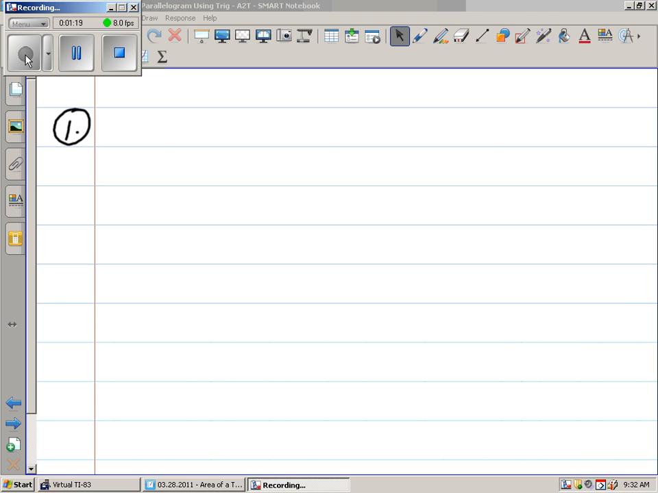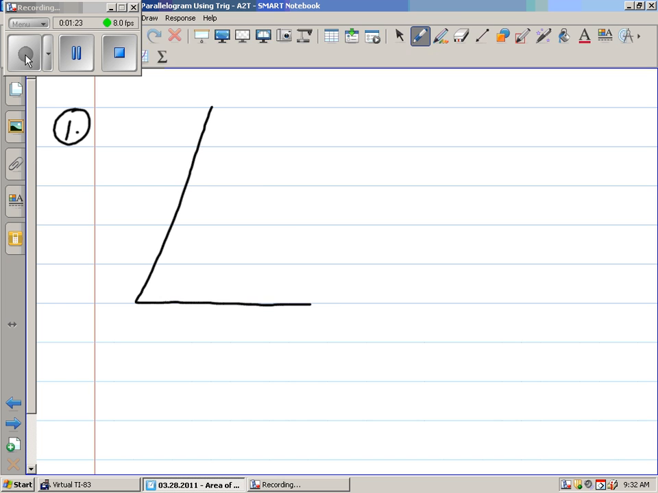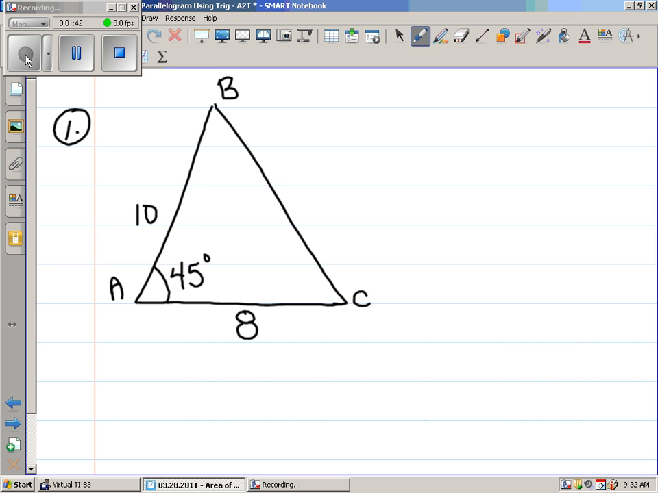So triangle ABC, first thing you're going to try and do is draw a picture of it. In the given information, it gives you two sides, one is 10 and one is 8. Now we'll label them up. A to B was 10, and A to C was 8. And angle A is 45 degrees. So what is the area of triangle ABC to the nearest tenth of a square unit?